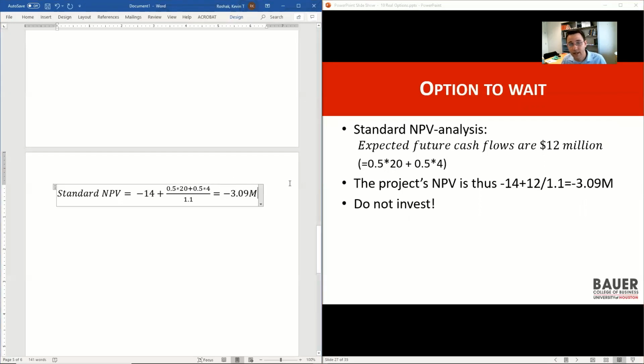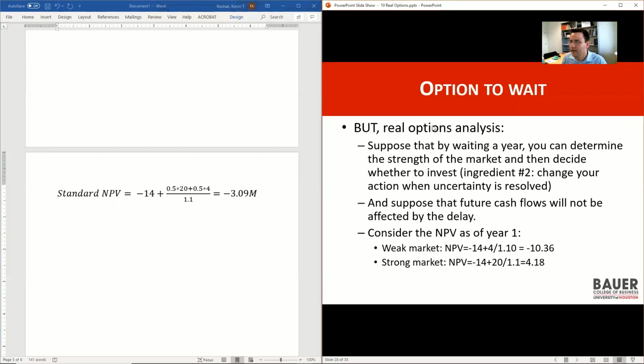So do not invest. Okay, so you see the pattern now. Every time we do the standard NPV, we get a bad answer, and we're going to introduce an option and turn it into a good project. Okay, so let's introduce that second ingredient. Now you're going to change your actions depending on whether things look good or not. So suppose that when you wait a year, you'll determine whether you're in the strong market, which is going to generate a cash flow of $20 in a year, or the weak market, which is going to generate a cash flow of 4.